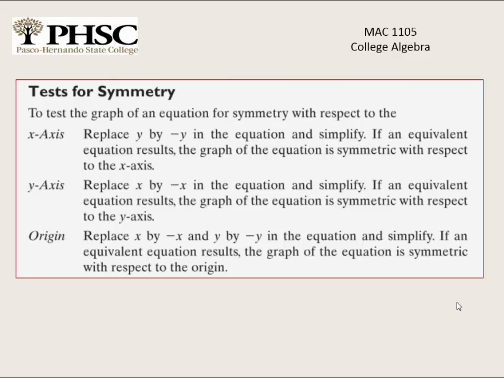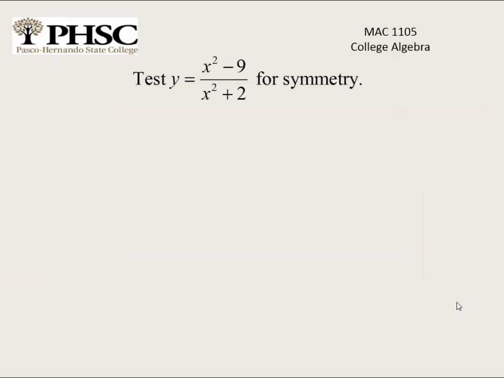And then the last one is the origin. In this one, you replace x and y by negative x, negative y. You simplify. And if we get an equivalent equation, then the graph of the equation is symmetric with respect to the origin. So here we have an example: y equals (x squared minus 9) divided by (x squared plus 2). We're going to go ahead and test this for symmetry.